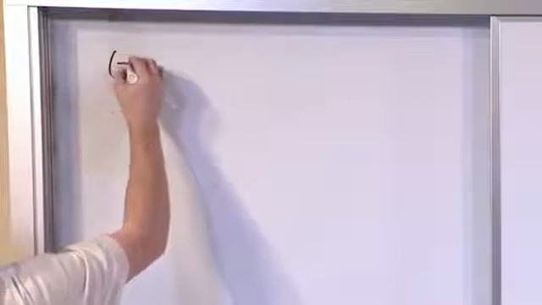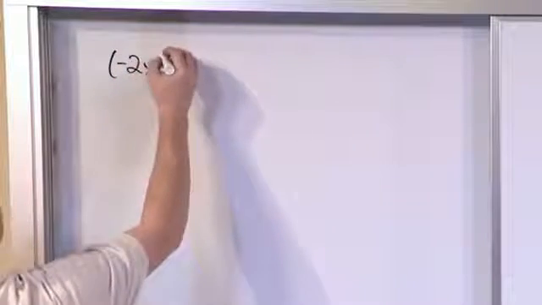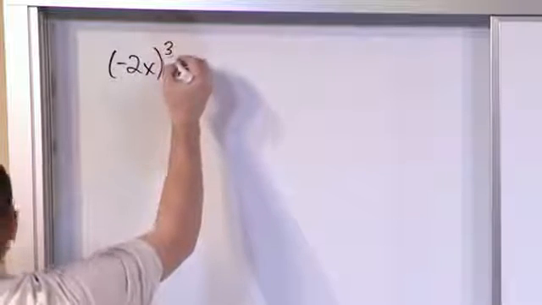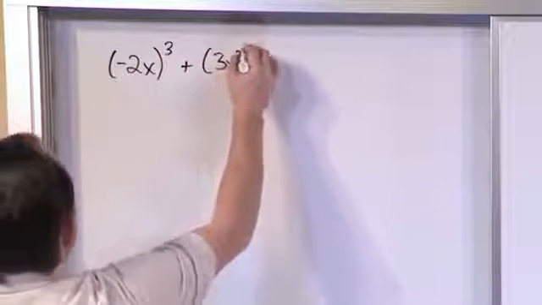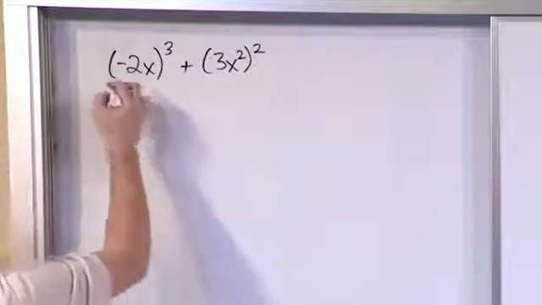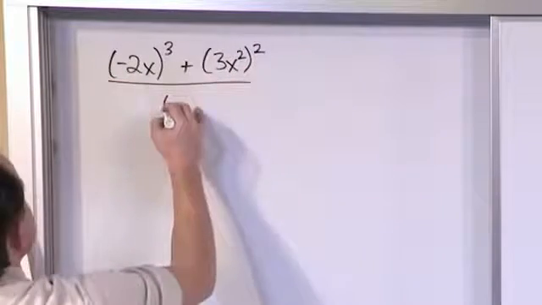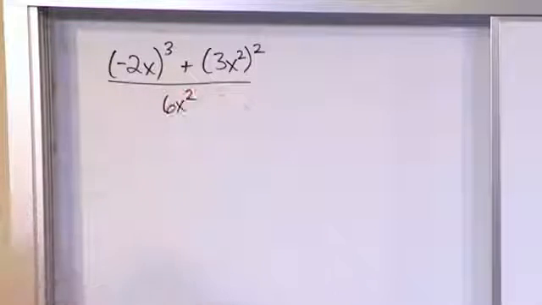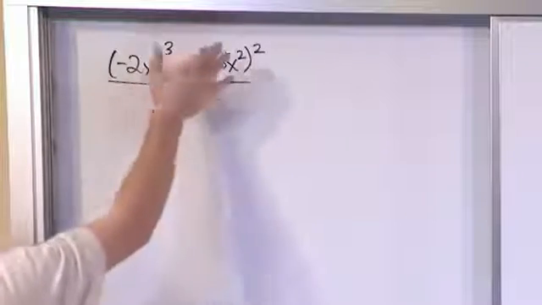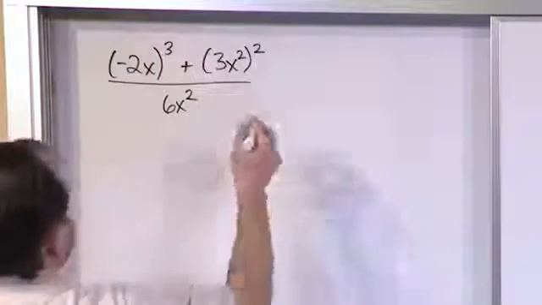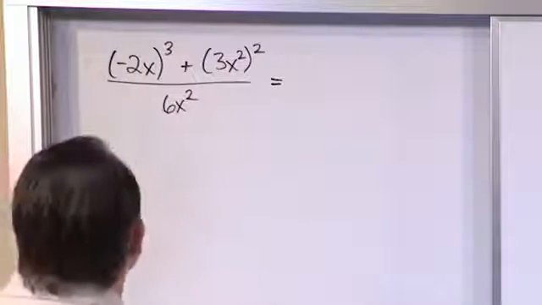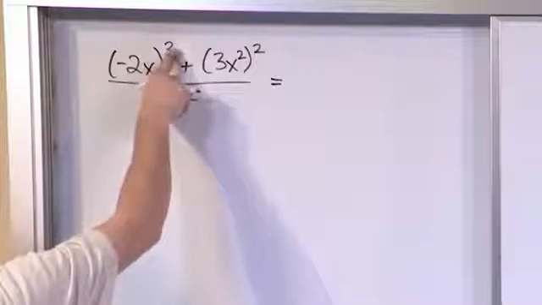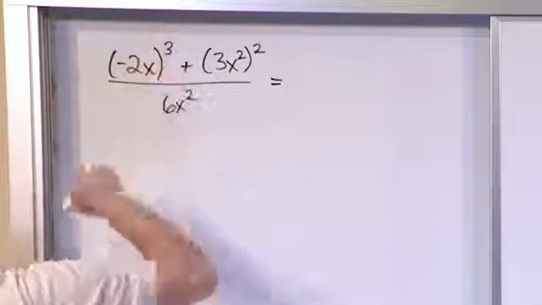So what if you have negative 2x all raised to the third power plus 3x squared raised to the second power, and you're dividing all this stuff by 6x squared? How do we handle that? Now notice everything looks the same. The only problem is I've got these exponents here, so I need to deal with these first. So I have negative 2x all raised to the third power. So this 3 as an exponent gets distributed and applied to each one of those.